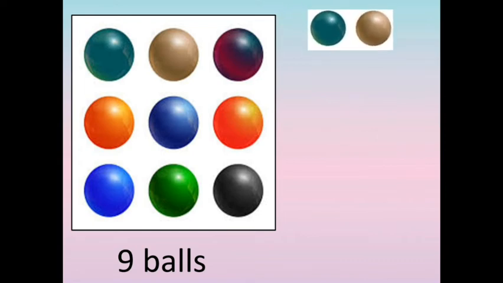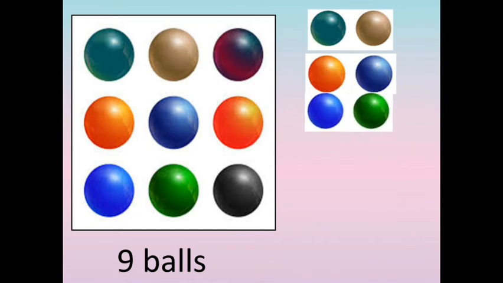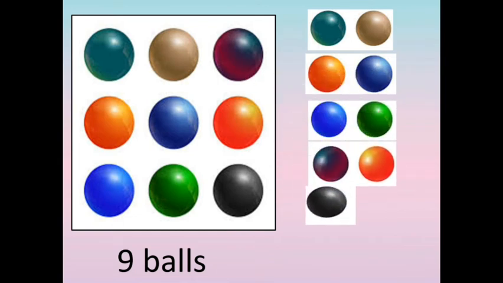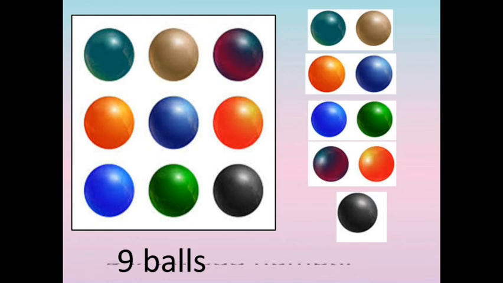One pair, second pair, third pair, fourth pair. And this ball is not having a pair. So it is remaining alone. So this 9 is an odd number because it is not having any pair.